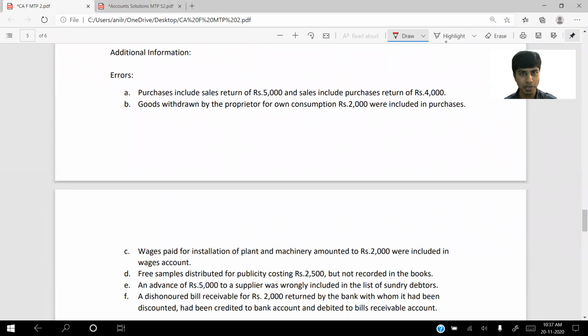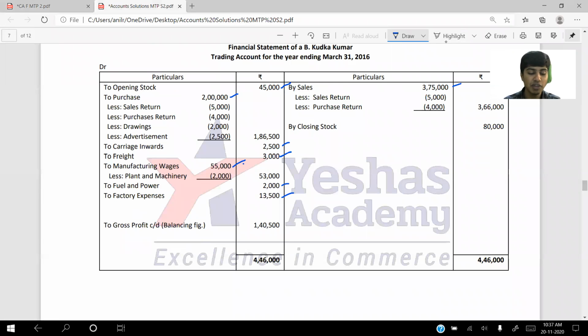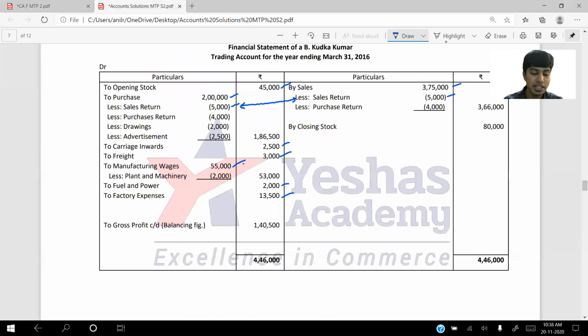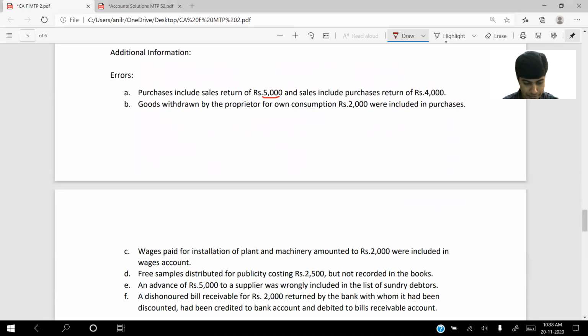We would have to subtract it from purchases, and further it would have to be deducted from our sales as well, because it is sales return at the end of the day. So 5,000 is deducted from purchases and also from sales. So this and this are connected. It was sales return, but it was wrongly included in purchases. So done with that adjustment. If I have to tell you the journal entry, it will be sales return account debit to purchase account. Done.